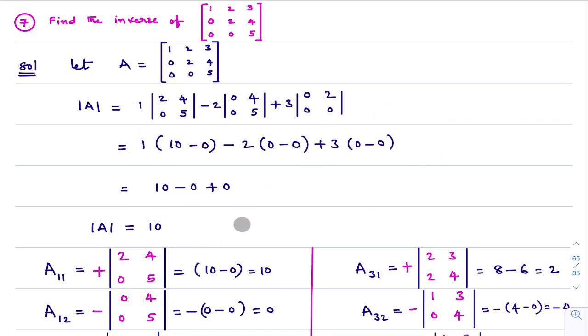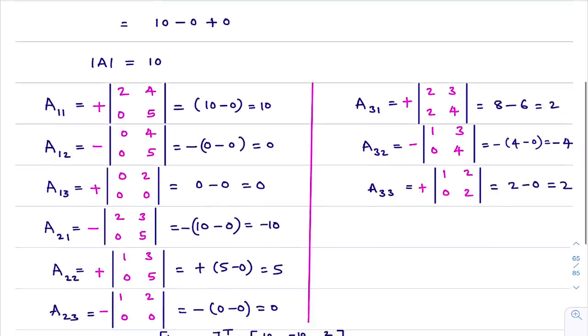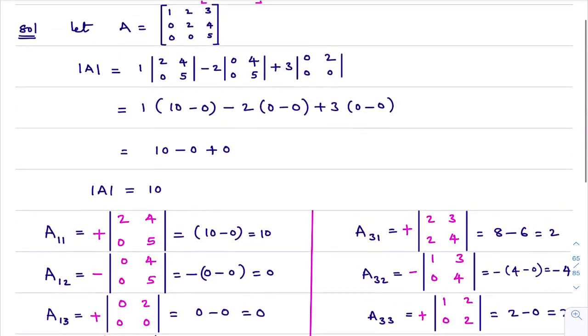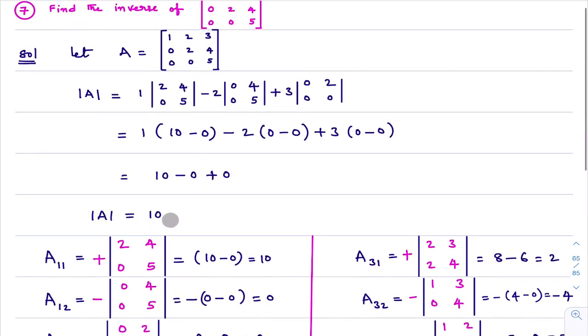You remember, if the determinant of A is 0, then A inverse does not exist, because the formula of A inverse is 1 by det A into adjoint A. If det A is 0, then this inverse is not defined. Here, det A is 10. It is a non-zero number.